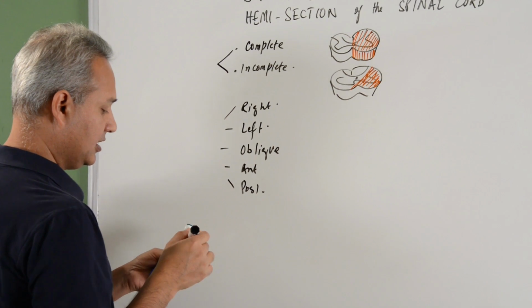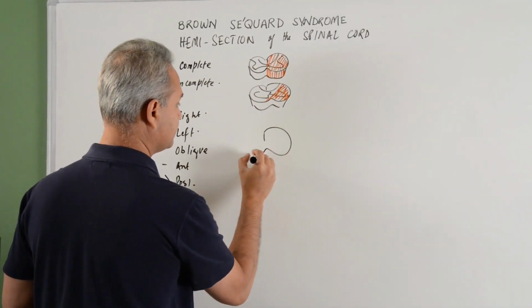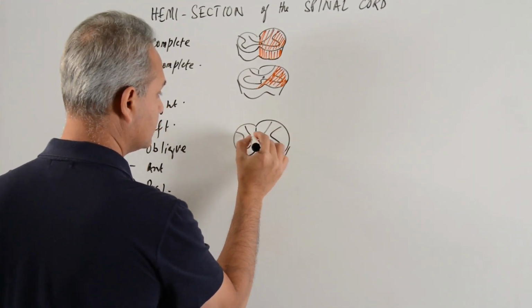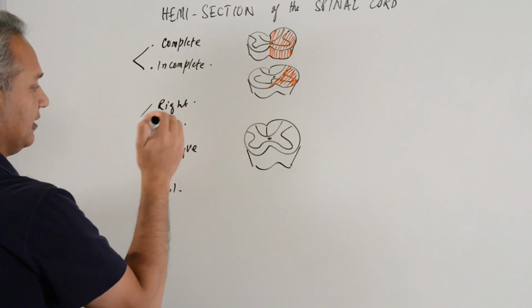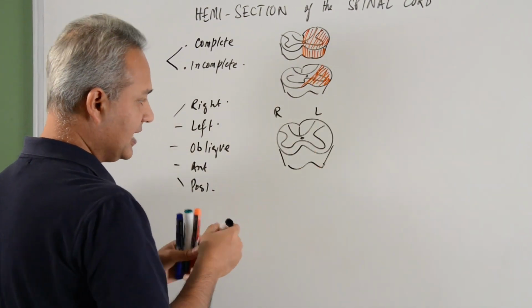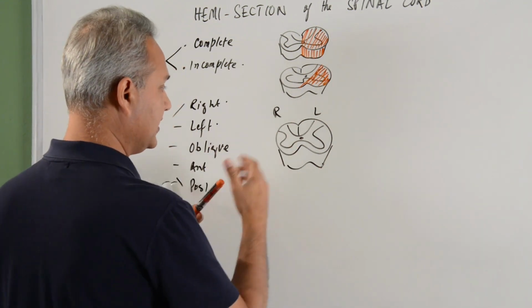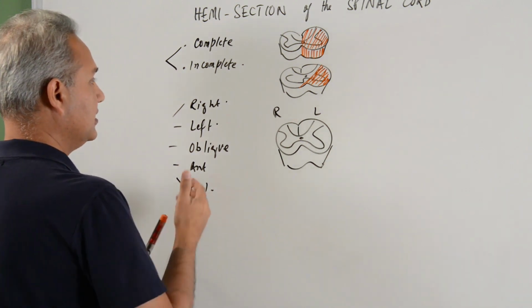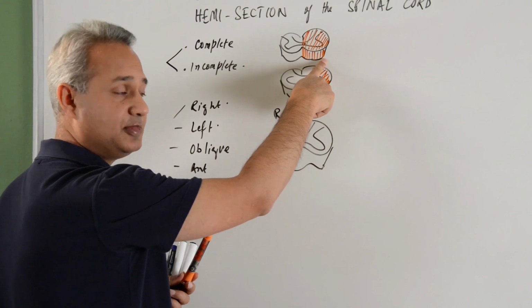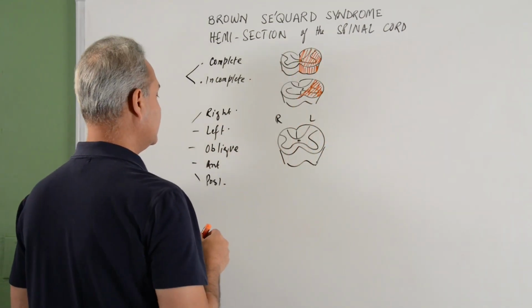So what does that mean? Let me just make that here. Right and left simply means if this is the right side and this is the left side, we have a complete, a clean hemisection of the right side or of the left side. That would be this way. For example, this is a clean left side hemisection, keeping in mind that this is right and this is left, so then this is the left side.